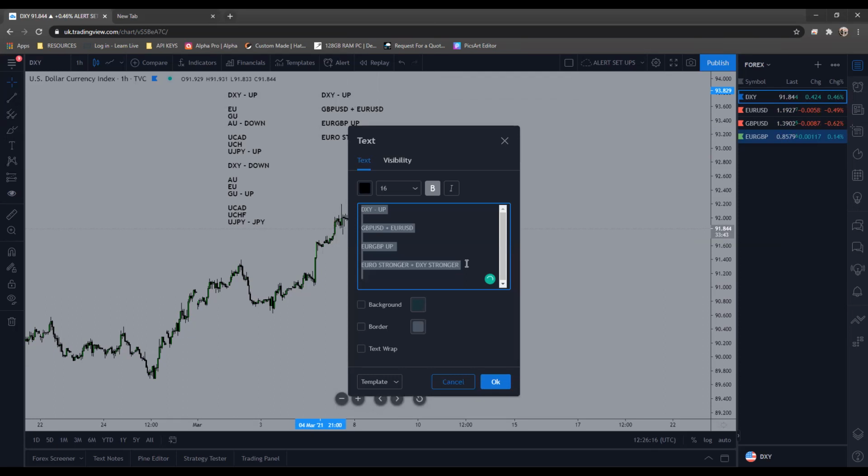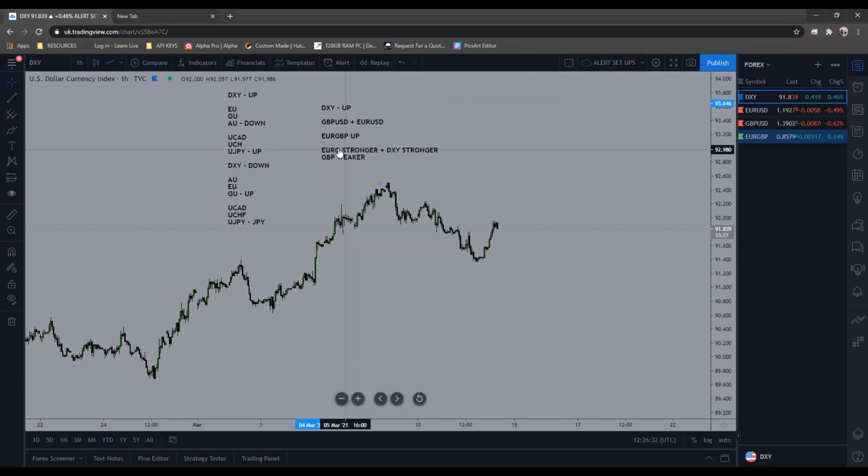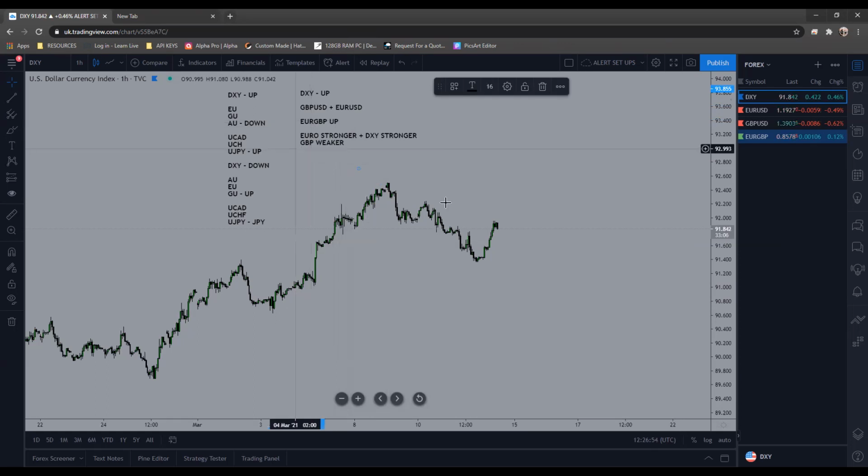This is where it can get a little bit confusing. Euro's getting stronger, Dixie's getting stronger, which means the GBP is getting weaker. So you've effectively got the euro and the dollar going up at the same time, which means GBP USD is going to be a better short. Does that make sense? Because the pound is getting weak against the euro. Do you guys get that? This is going to take me a little bit to explain.